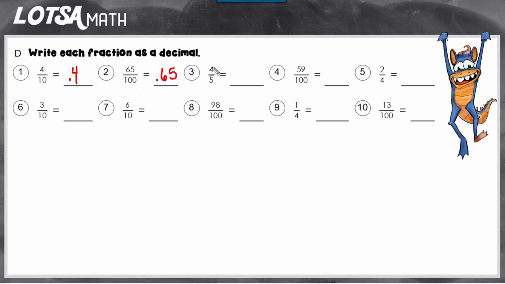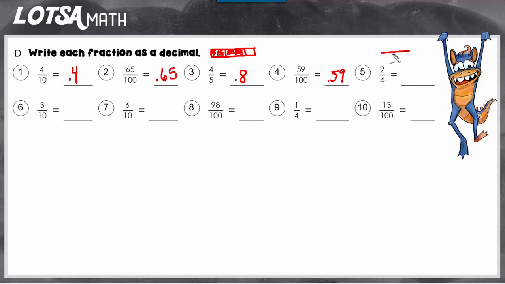Number 3 is not quite as easy. We have 4/5. But remember, the model when we had 4/5 looks something like this. Remember, fifths just counted by 2/10 each. So 2, 4, 6, 8. So this would be 8/10. Hundredths, 59/100ths, that's easy.